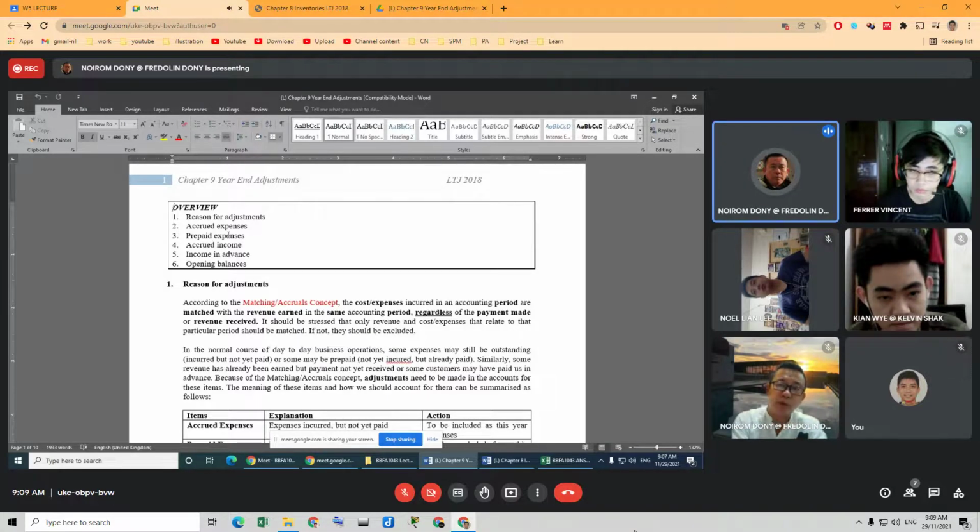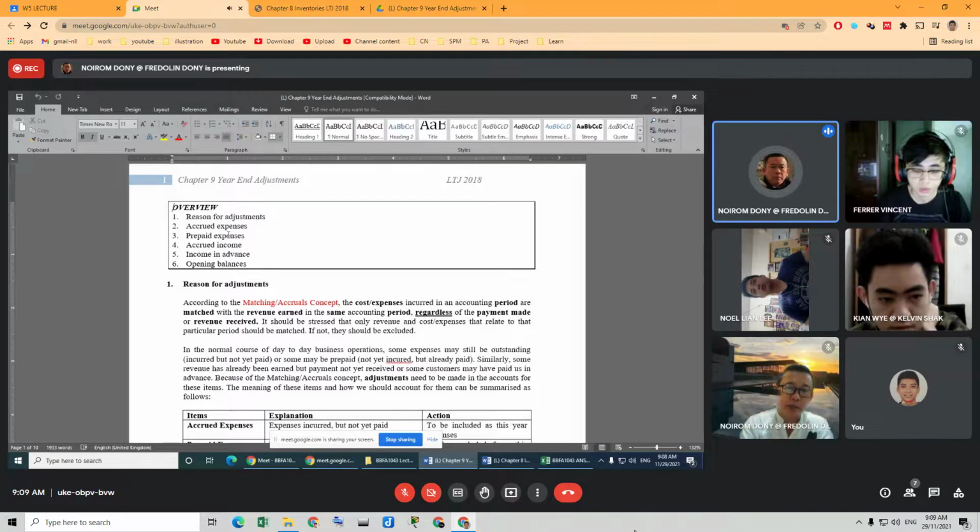So we have to do adjustment. We have to increase the revenue. That is adjustment, increase. Whereas if it's income in advance, meaning the revenue is not earned yet, but we already received it during the current year. Okay, meaning the money has already been recorded, being received.